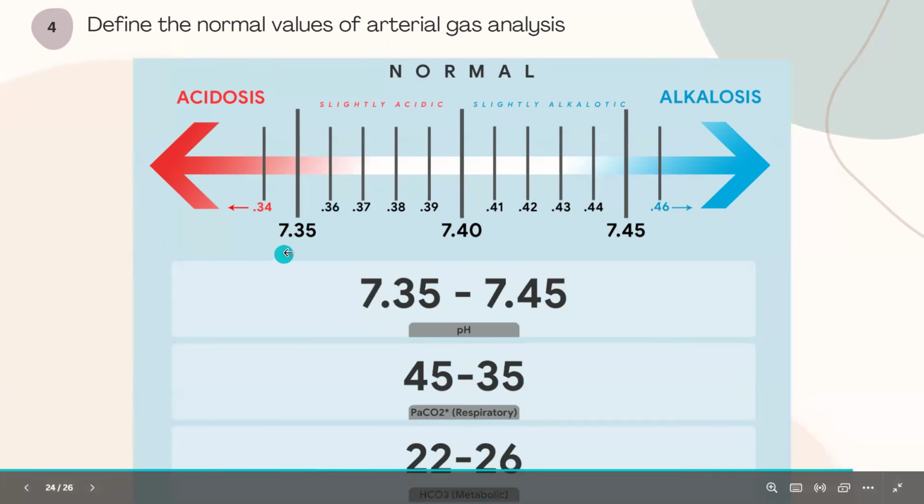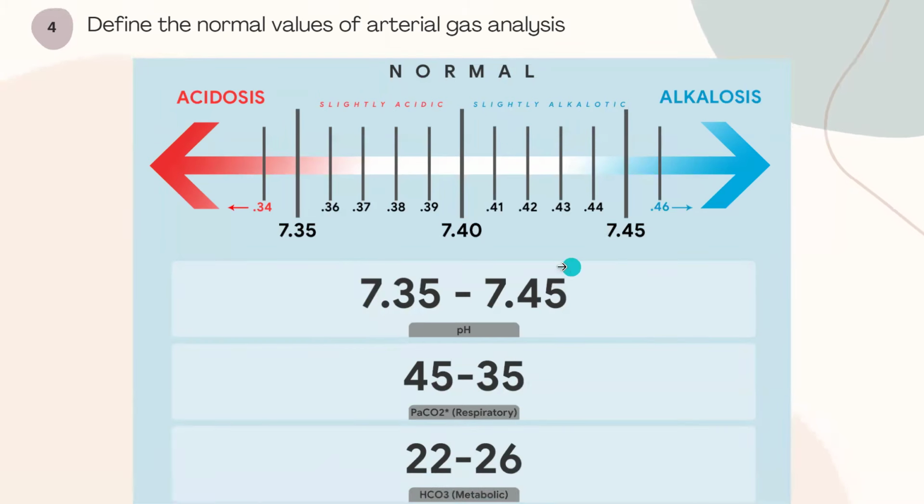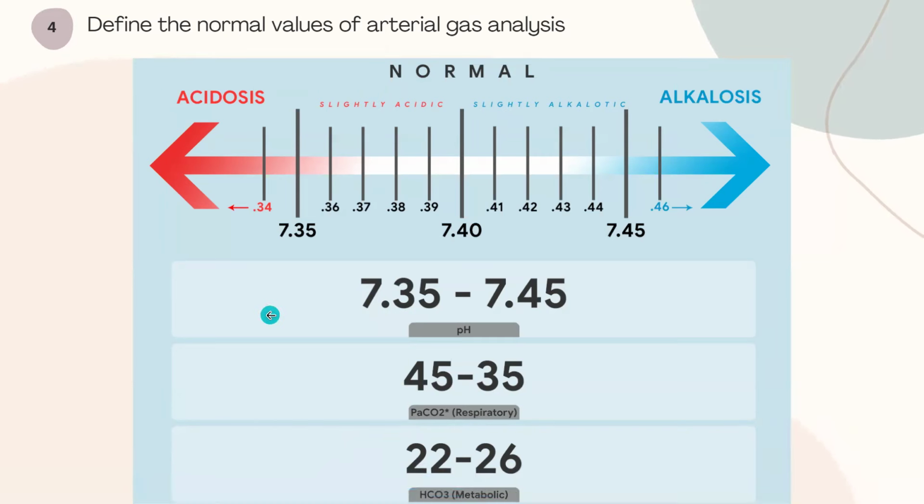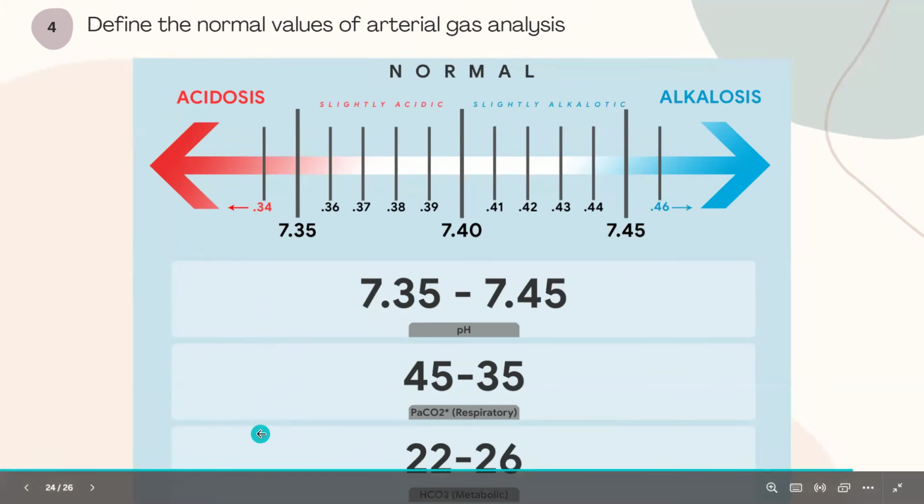We've already talked about the 7.35 to 7.45, so that should make sense to you. But the CO2 and the HCO3 are going to help you figure out if something is respiratory or metabolic. That's going to make sense in the next lecture. But I just want to leave you with this so you can memorize these ranges, and when you start the next lecture, it'll be very easy for you from then on.